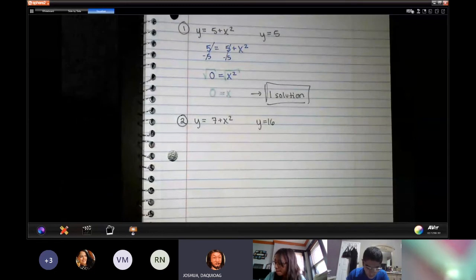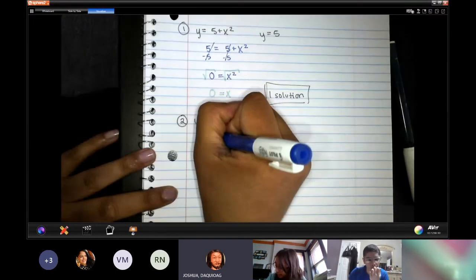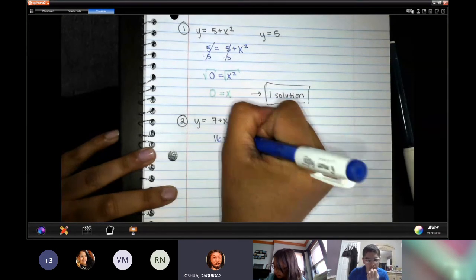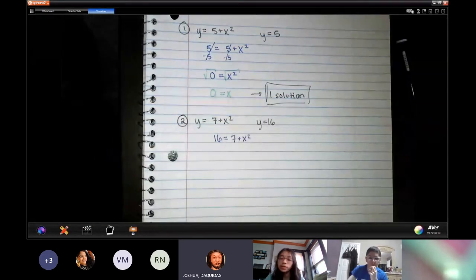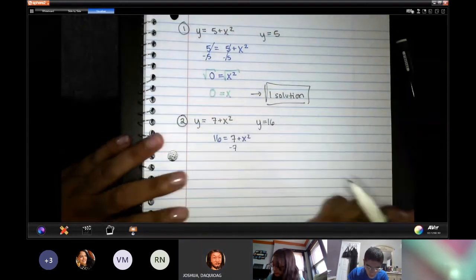All right, so from here, what's our first step? Subtract 7. Plug in 16. Well, first we have to set them equal to each other, right? Oh, yeah, so 16 equals 7 plus x squared. Good. And then from here, what do we do? You subtract 7 from both sides. Yeah. Good.